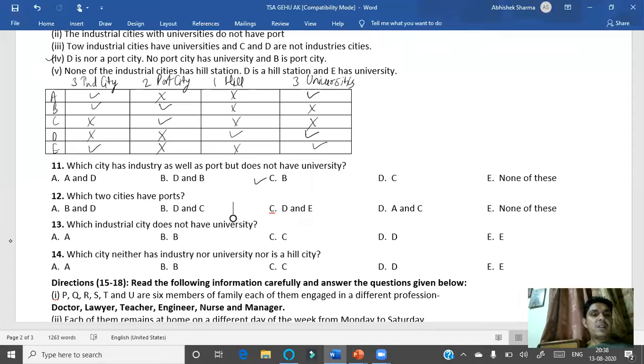Thereafter, question number 12: which two cities have port? Port will be B and C, so the answer will be none of these. Thereafter, which industrial city does not have university? Which industrial city doesn't have university? The answer will simply be B. So friends, once you are done with the arrangement, you can give the answers to the questions very easily.